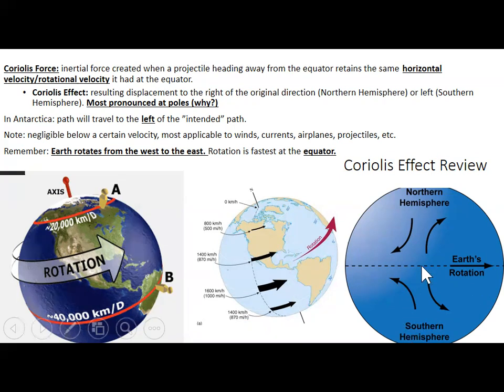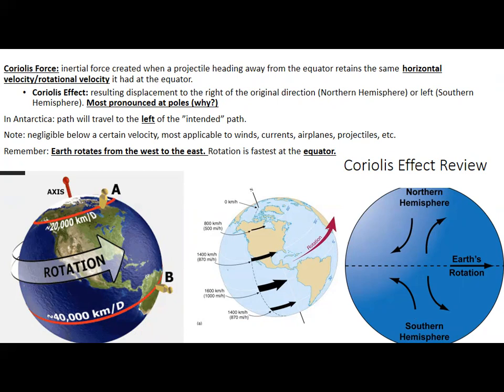Now, if you'll notice, if you were to trace a line from the equator to the South Pole, that would be one line. This is to the left of that original direction. And that is what I mean when I say that in the southern hemisphere, objects get deflected to the left, and in the northern hemisphere, objects get deflected to the right. It is to the left of the quote-unquote intended path, aka the path that would occur if Earth were simply not spinning.